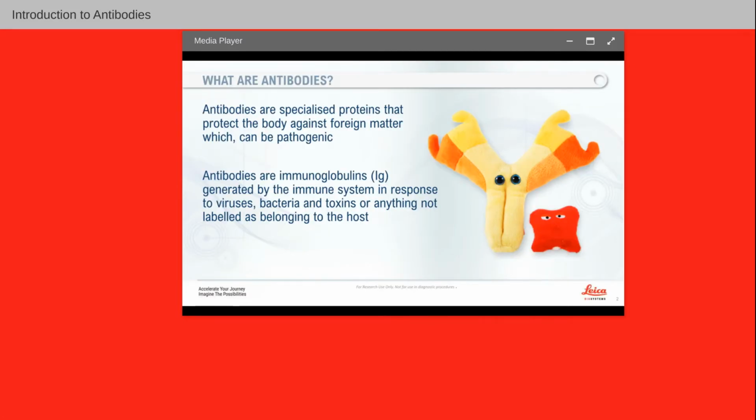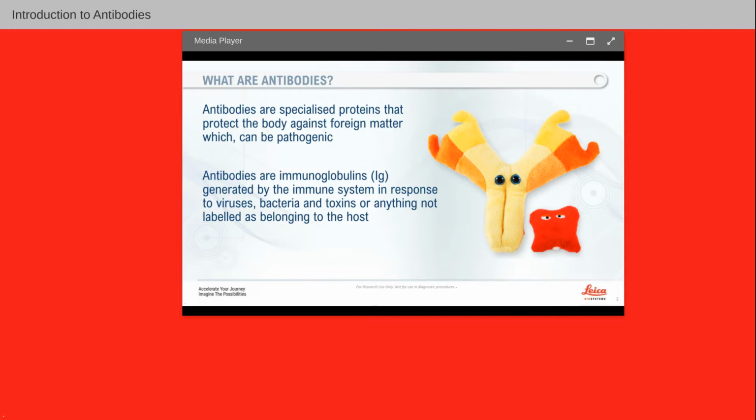So viruses, bacteria, toxins, anything that doesn't belong in the body is generally considered foreign matter. Therefore, it's potentially pathogenic, which means it has the potential to cause disease in the body that it's infected. Antibodies are specialized proteins called immunoglobulins, and these are generated by the body's B cells in response to this foreign matter, to the viruses, the bacteria, the toxins.